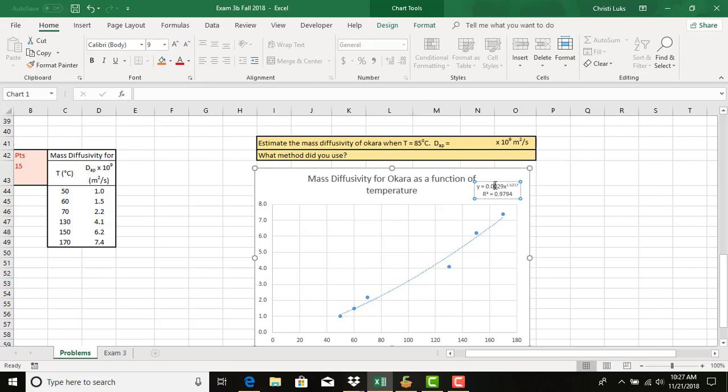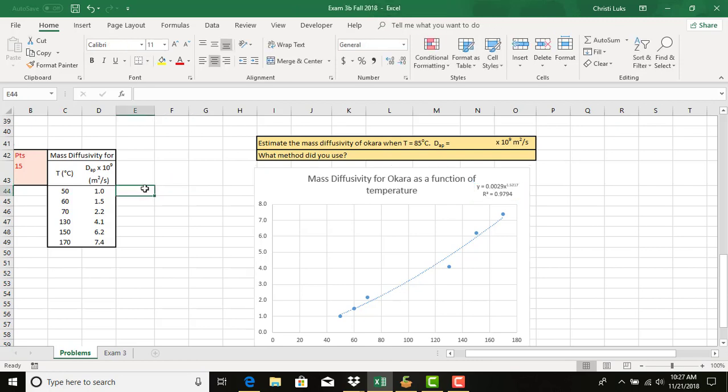Let me see if I can get it to do this. No, it is not in the mood today to do that. Frequently, I can get it to show me more significant figures, but right now it's not in the mood. Sometimes this computer has bad days, and this is one of them.